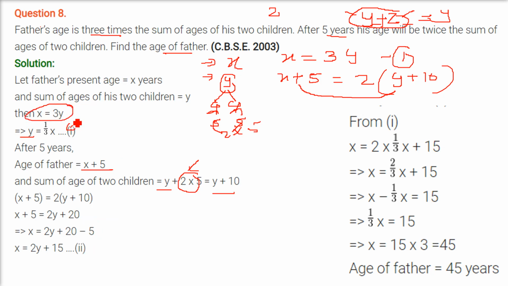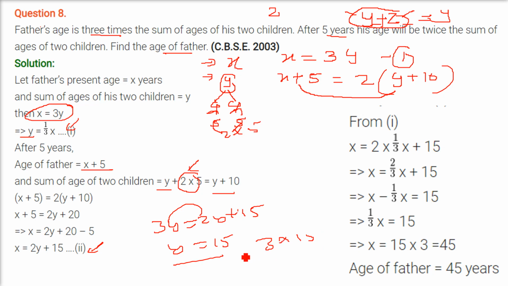X equal to 3y, put it here. X is 3y. So 3y equal to 2y plus 15. So bring y here, y will be equal to 15. So this is the sum of the age of two kids. And what is the age of father? 3 into y. So 3 into 15. So x will be equal to 3 into 15, which is 45. So age of father is 45. Sum of the age of sons is 15.